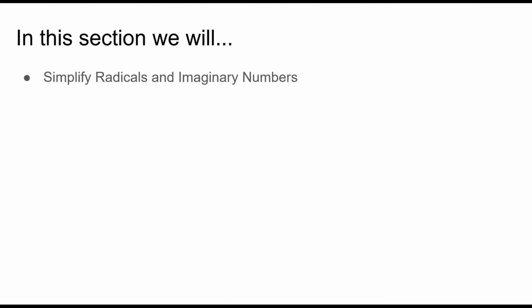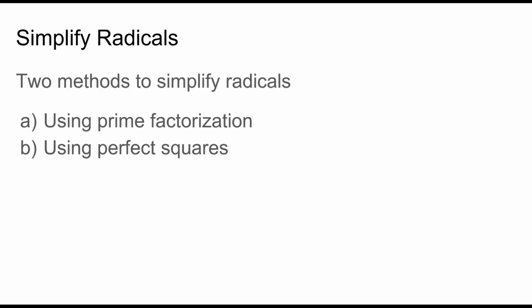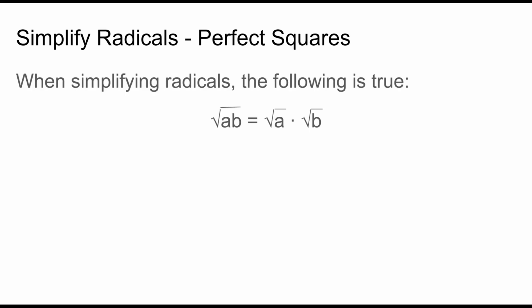In this section, we're going to simplify radicals and imaginary numbers. There are two methods for simplifying radicals. We could use prime factorization or perfect squares. Today we're going to be using perfect squares. So when simplifying radicals, we're allowed to use the following rule. When you multiply inside the radical, you can separate and multiply each thing individually.